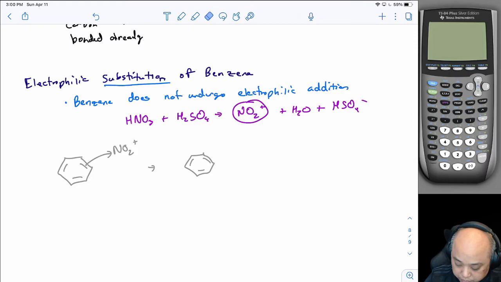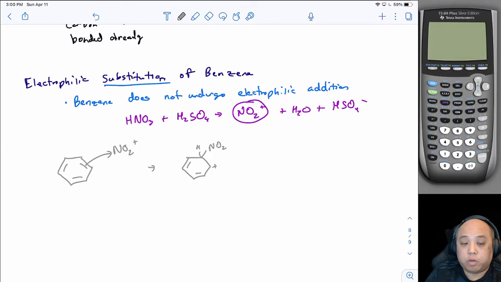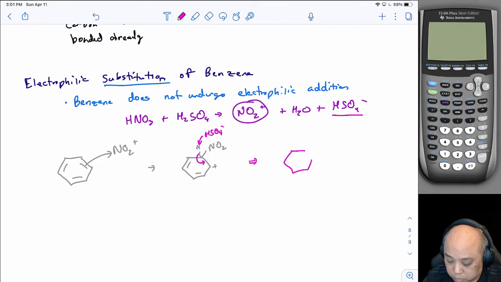a carbocation. But like we said before, that carbocation can't remain that way. And so what happens is that HSO4 minus takes away that hydrogen. And then that bond returns here. So notice again, whenever you draw an arrow, you either start at a pair of electrons, which is a bond. You either point to an atom or you point to a bond where you're adding an additional bond. In this case, we're adding an additional bond. And so this ends up being this. Nitrobenzene.